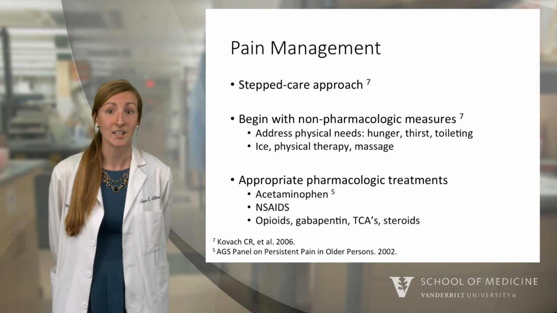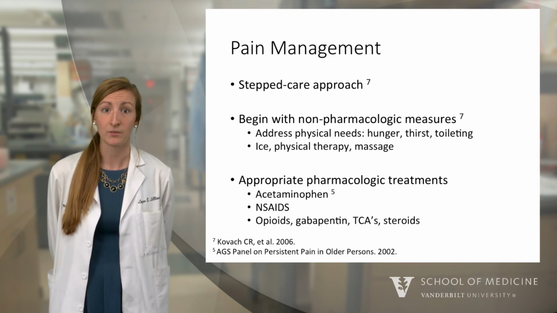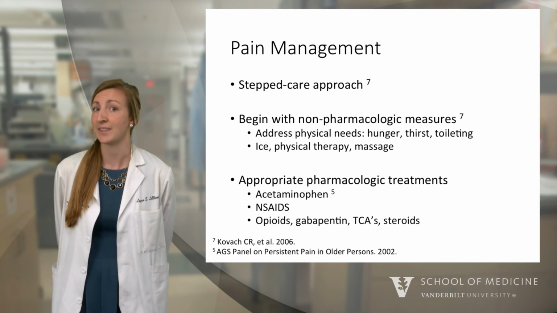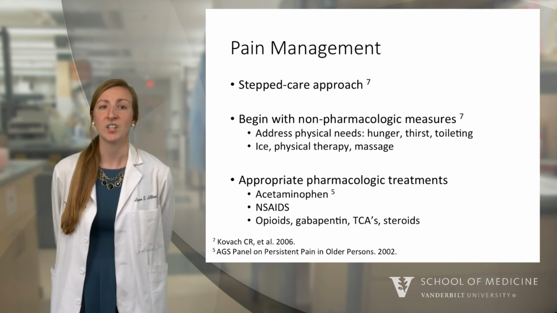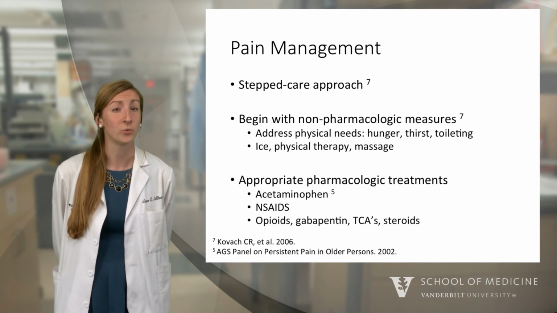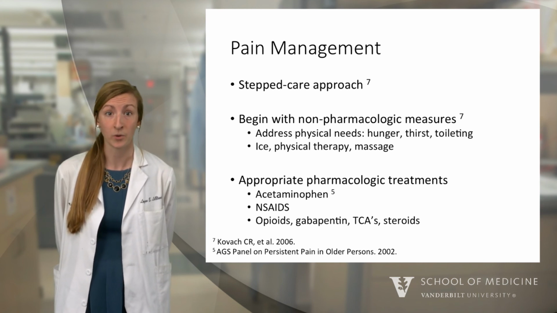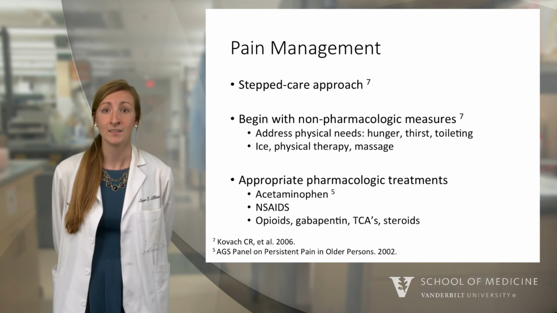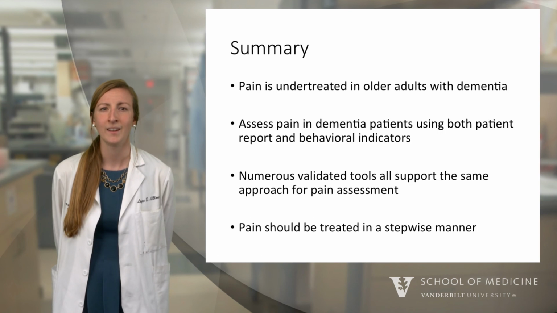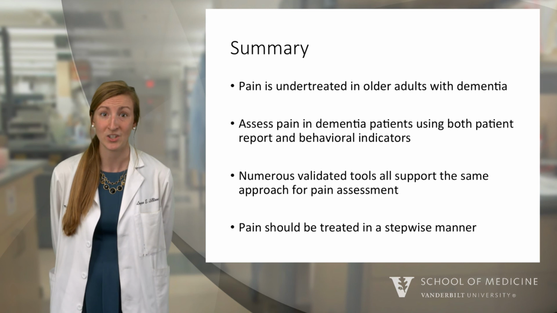The evidence-based guidelines from the American Geriatrics Society recommend acetaminophen as the first-line pharmacologic treatment for patients with dementia. Addition of other pharmacologic agents should be carried out with care and awareness of potential risks and side effects. Other agents that may be considered later in the course of stepwise therapy include NSAIDs, opioids, gabapentin, tricyclic antidepressants, and corticosteroids. So in summary, remember that pain is often undertreated in patients with dementia.